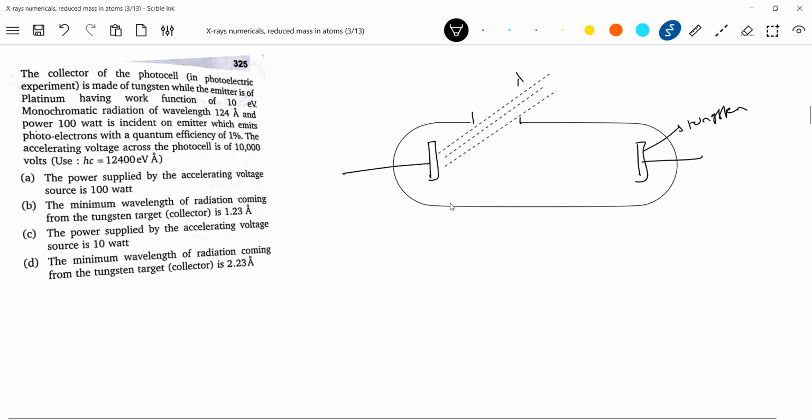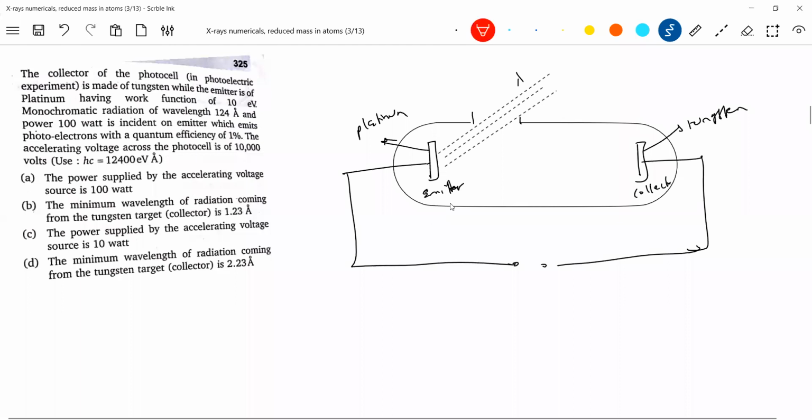And the emitter is made up of platinum. This is the emitter, and this is the collector. Now, photoelectrons are ejected. So these are the photons, and these are the electrons here.